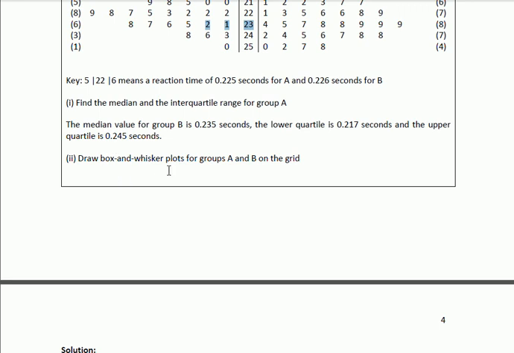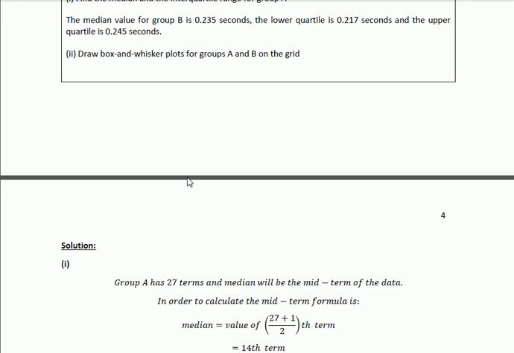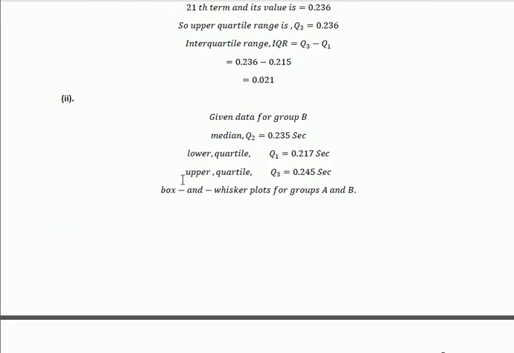Draw box and whisker plots for groups A and B on the grid. So now we shall draw the box and whisker plot on the grid. In this case, the given data for group B is: median equal to 0.235 as given in the question statement, lower quartile 0.217 and upper quartile 0.245.